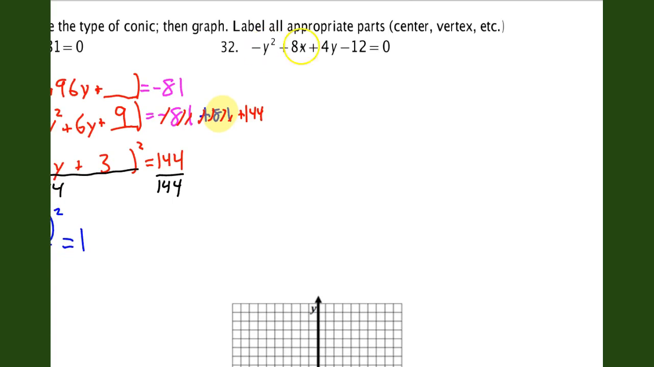Okay. Here we're going to have what looks like a parabola. How can you tell it's a parabola? You look for the squares, and you can see there's only one, a y squared. So not only is it a parabola, since it's a negative y squared, it opens left and right. That possibly could be left or right. It depends on how it works out. But we definitely know left or right.